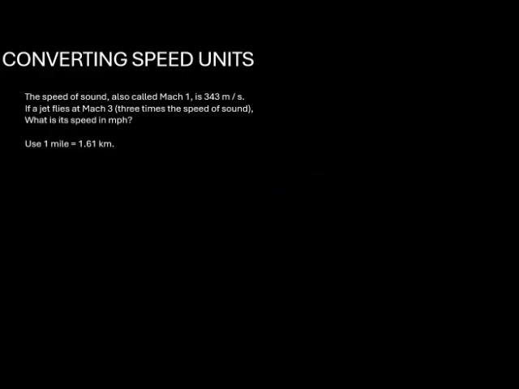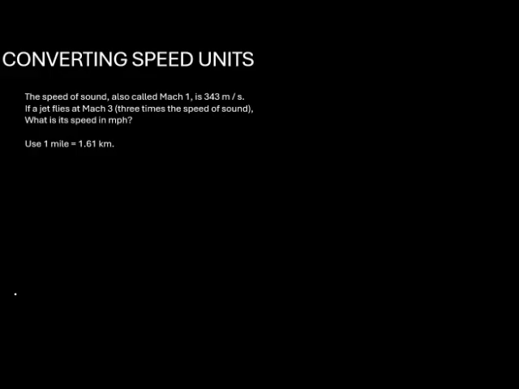Here we'll deal with one more example of converting speed units. We're given that the speed of sound, also called Mach 1, is 343 meters per second. If a jet flies at Mach 3, which is 3 times the speed of sound, what is its speed in miles per hour?